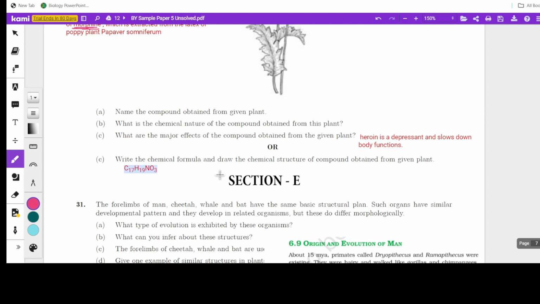Write the chemical formula and draw the chemical structure of the compound. The chemical formula of this is C17H19NO3, and the chemical structure is given in your textbook. You have to draw that structure, okay? The chemical structure of it with the cyclohexane ring.